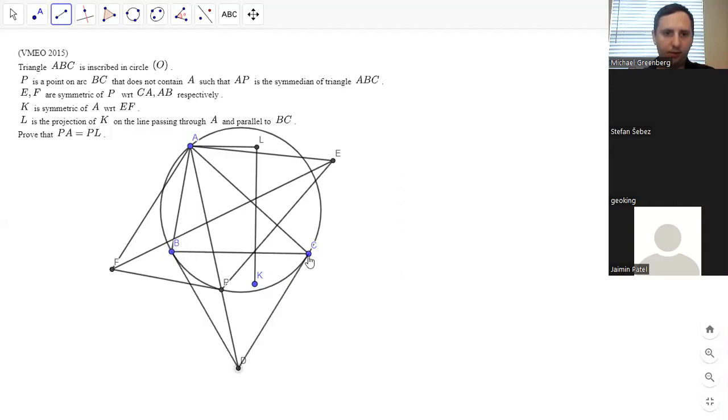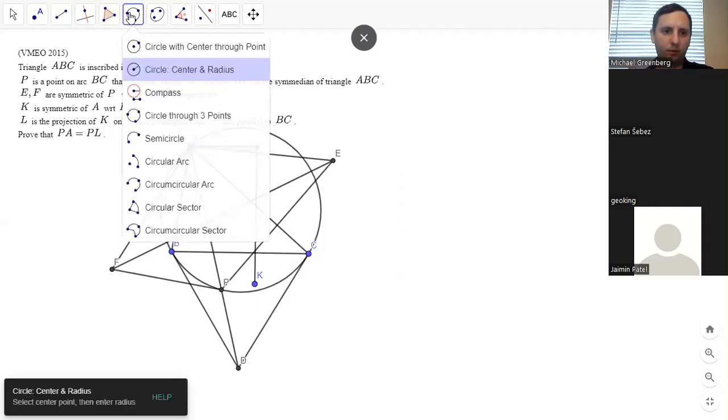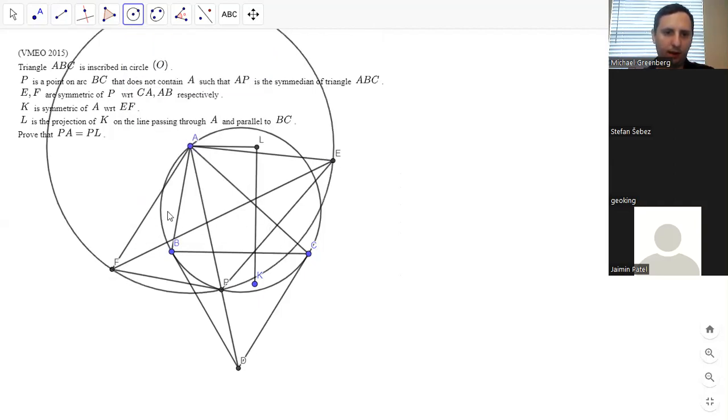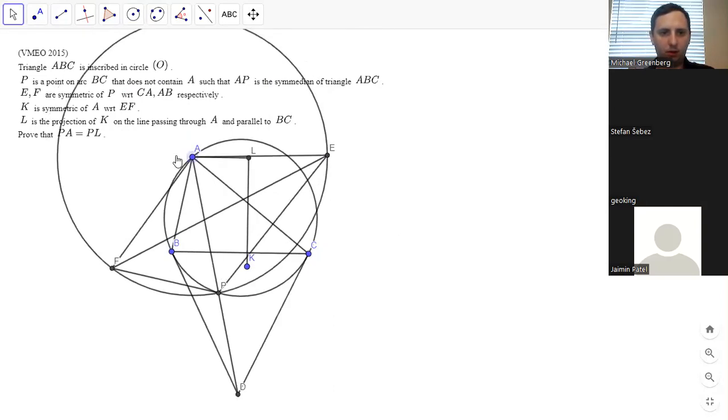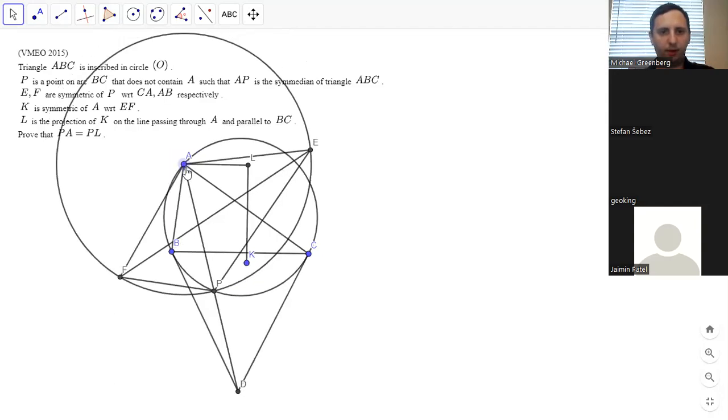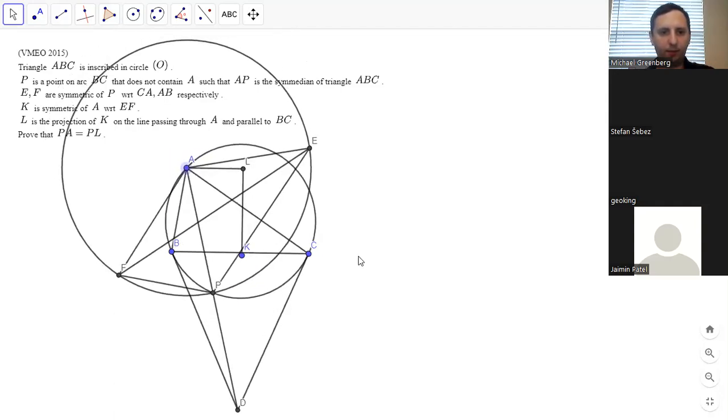So yeah, A is the circumcenter of FPE because AF equals AP equals AE. K is the reflection, so I don't know if it's worth drawing that circle. K is what you get when you reflect A over FE. Okay, so we want to show that PA is equal to PL.